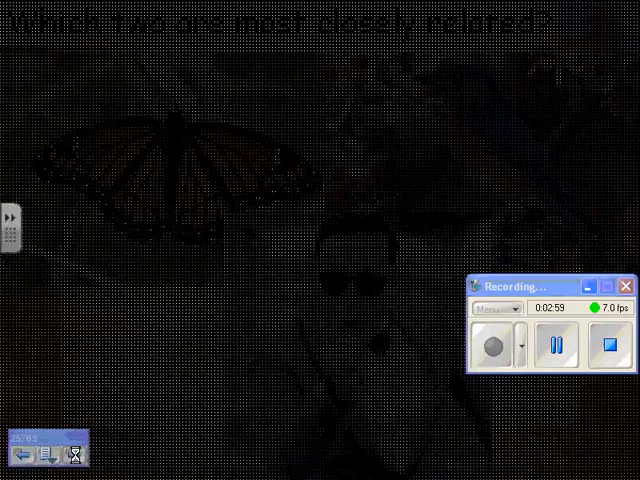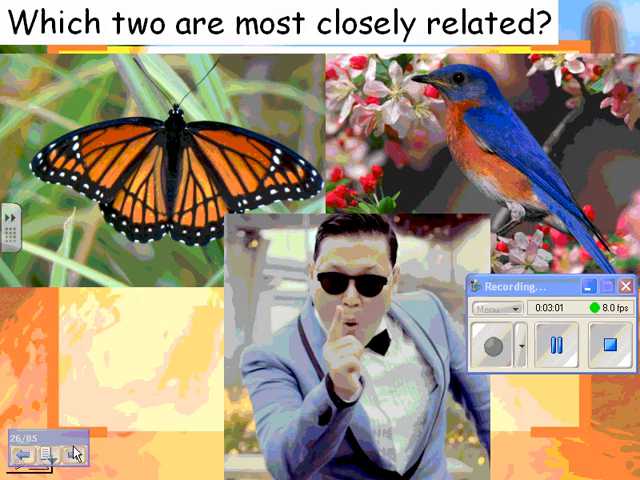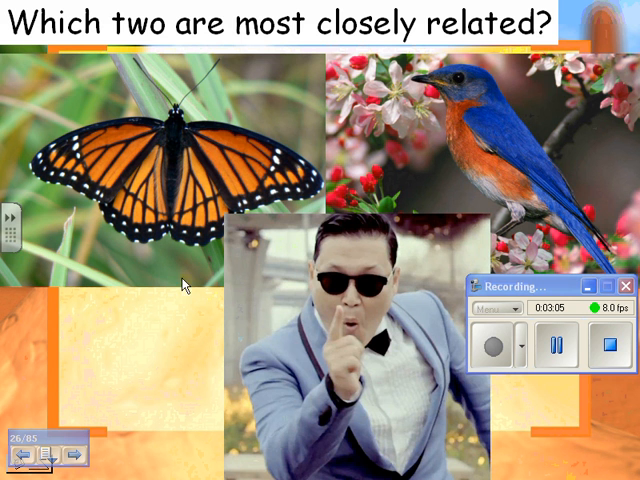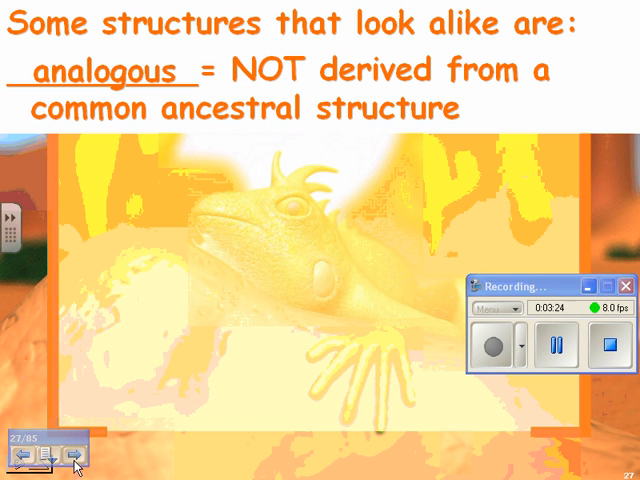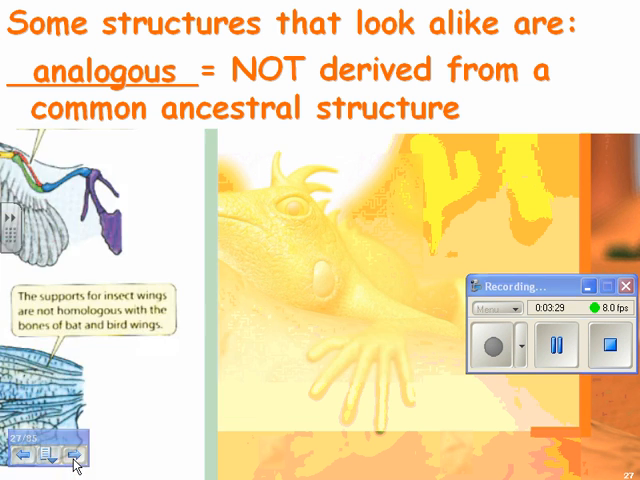Okay, so back to homologous structures. This is a confusing one. Which two are most closely related? A butterfly, a bird, or the K-pop guy. And this is where scientists could get confused. Some structures that look alike are not homologous, they are analogous. That means they're not derived from a common ancestor, although they end up looking alike.